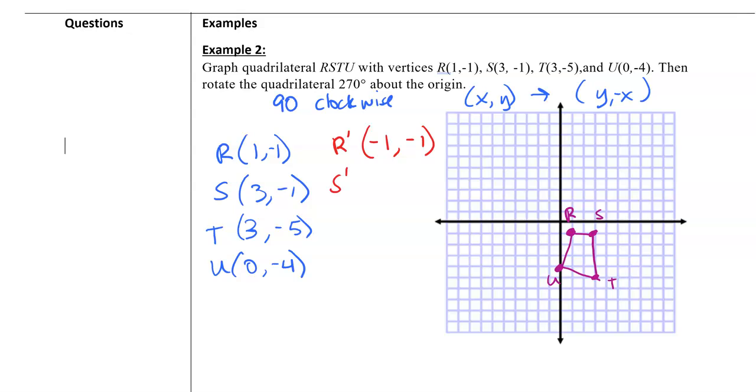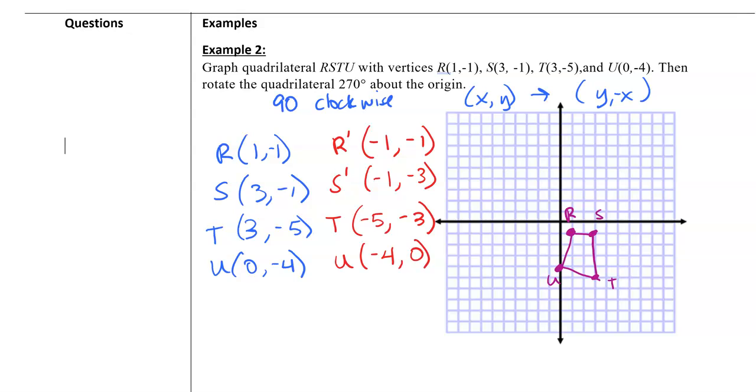Okay, so let's do that for S prime. They switch spots, and so the Y does not change, but then when the X switches, it turns into the opposite sign, so negative. So for T, the Y doesn't change, it becomes the new X coordinate, but the 3 changes to the opposite sign. And then on U, the Y will become the new X, and of course 0 can't really change sign, so it'll just be -4, 0.